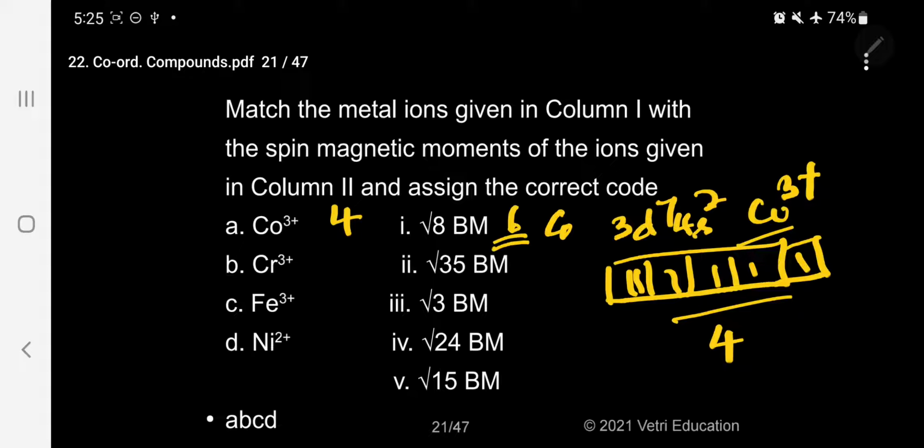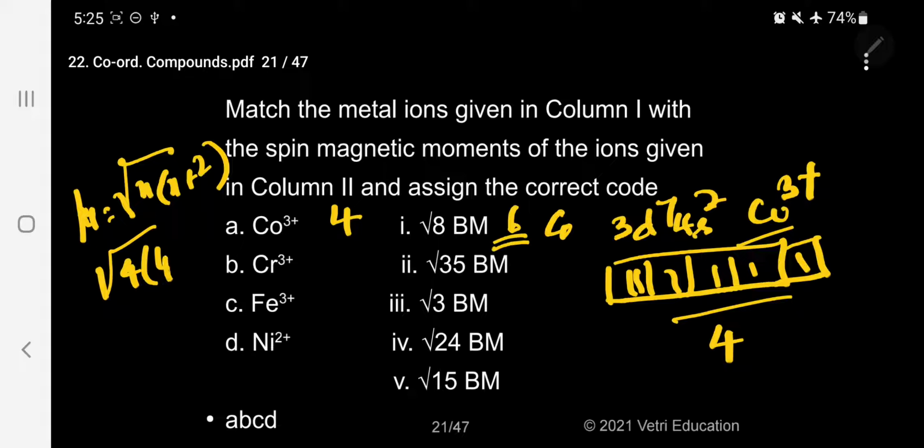Kindly follow. If it is 4, what is the formula we have to apply? Spin magnetic moment, mu equals square root of n into n plus 2. So n is 4: square root of 4 into 4 plus 2. That means 4 plus 2 is 6, 4 into 6 is 24. That means root of 24 is the correct answer for this one. So root 24 for Co3 plus. Root 24, where is it? A4.